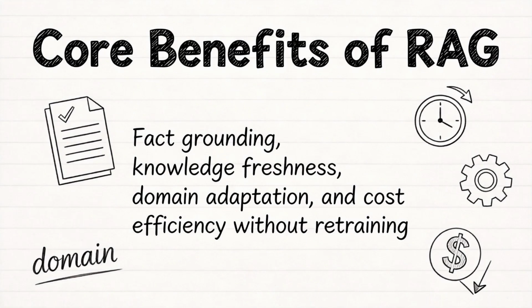RAG offers several key advantages. First, fact grounding ensures responses are tied to verified external data, not just patterns learned during training. Second, knowledge freshness allows access to current information like recent news or updated guidelines that the base model never saw. Third, domain adaptation lets you plug in specialized knowledge, say from legal or medical databases, without costly retraining. And finally, it's cost efficient. You enhance performance using existing models and data, avoiding the expense and complexity of fine tuning.